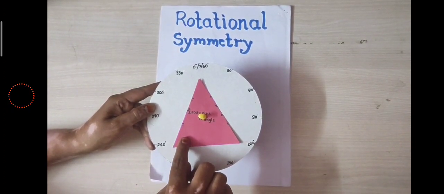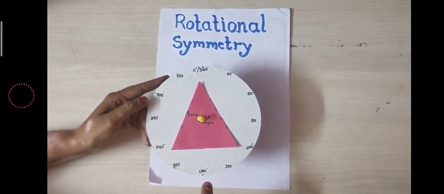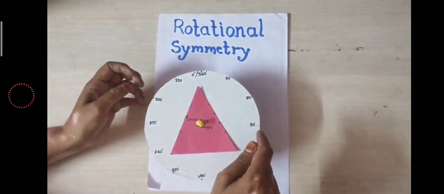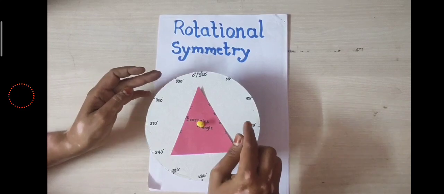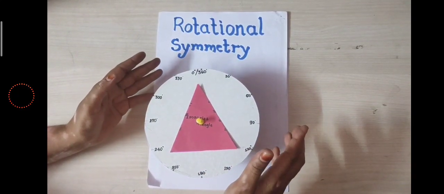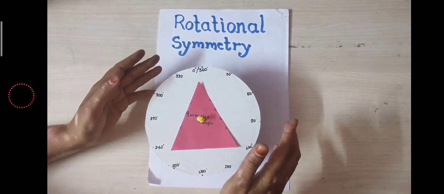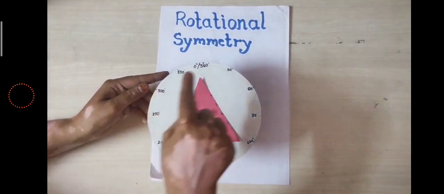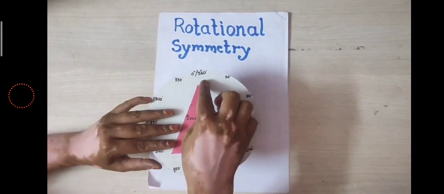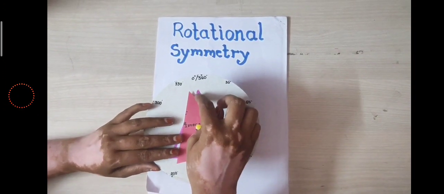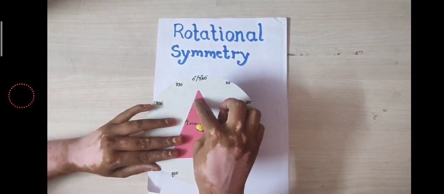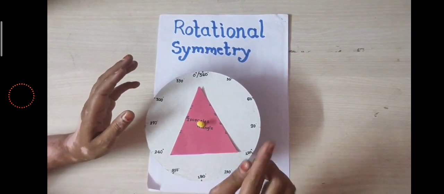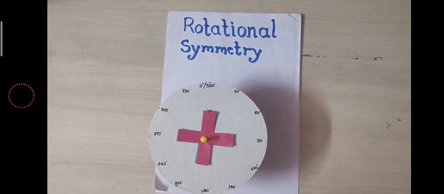And at 360 only the isosceles triangle is able to completely cover the original figure behind, right? So how many times does it look like the original? Only one time. So what is the order of rotation? The order of rotation is 1, since it started from 0 and completed its rotation at 360, right?